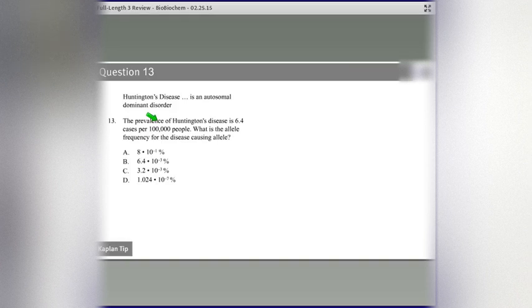So we look at this one and we say, okay, Huntington's disease, autosomal dominant disorder. Now we take a look at the answer choices because we're assessing the question. And we take a look at the mantissa, which is going to be the first number. Let me see, 8, 6.4, 3.2, 1 point.